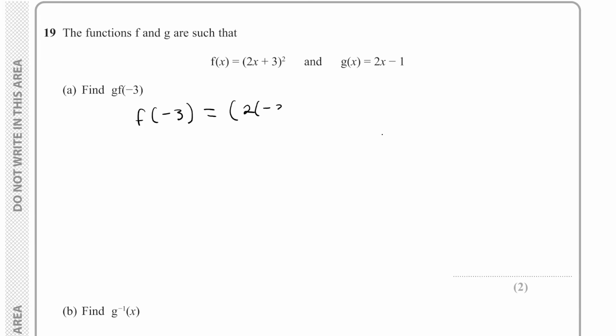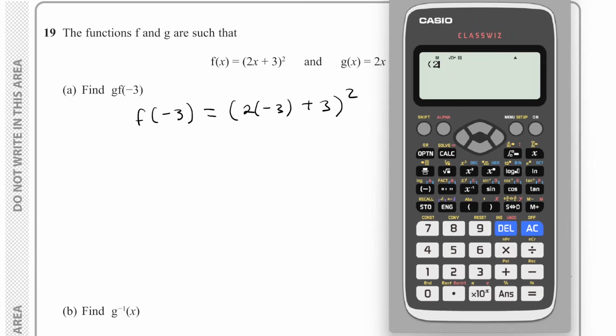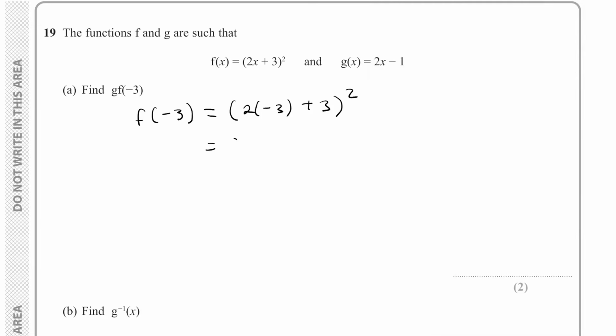That's 2 times negative 3, plus 3, squared. So 2 times negative 3, plus 3, squared is going to give us 9. So we're going to put 9 into g. So g of 9 is going to be 2 times 9, take away 1, which is 17.